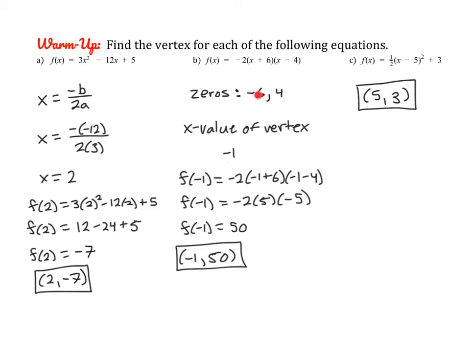So the exact middle of negative 6 and 4 is at negative 1. And then all you need to do is find out what f of negative 1 is, and you should get a y value of 50. And equation 3 should be the easiest one because it's in vertex form. So we can see just by looking at it that the vertex is positive 5, 3. Just remember it's always opposite of whatever you see grouped with x.